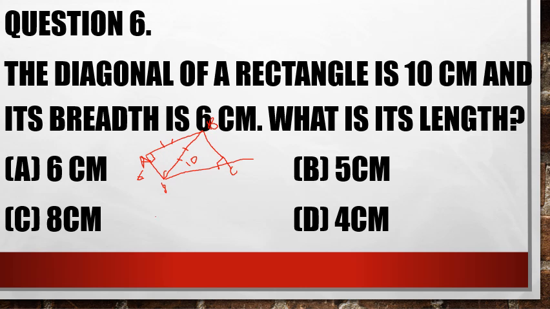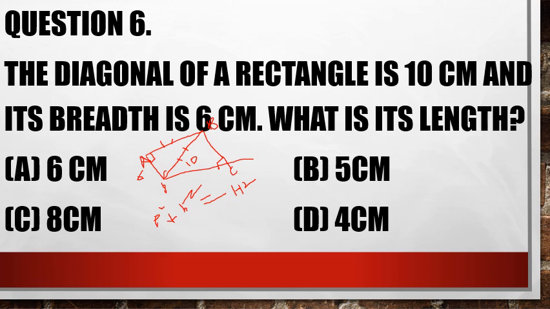P for perpendicular, b for base, h for hypotenuse. So p square plus b square is equal to h square. Perpendicular square plus base square equal to hypotenuse square. It is the Pythagoras property.